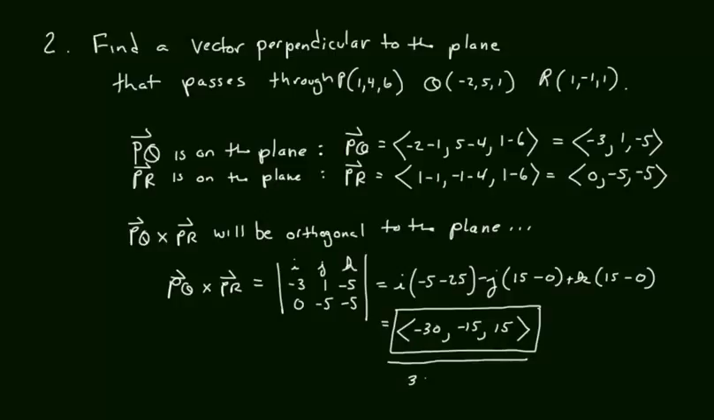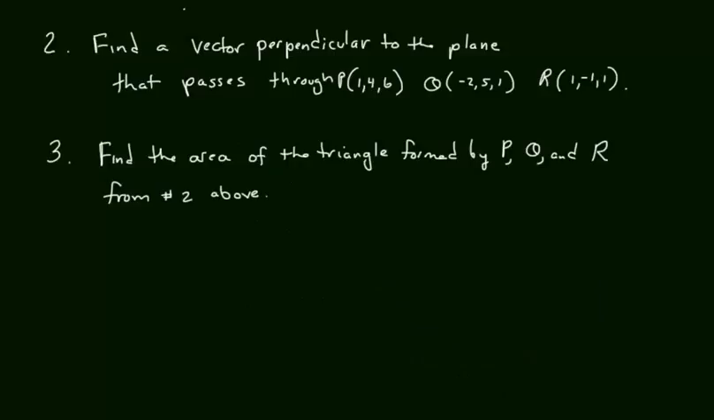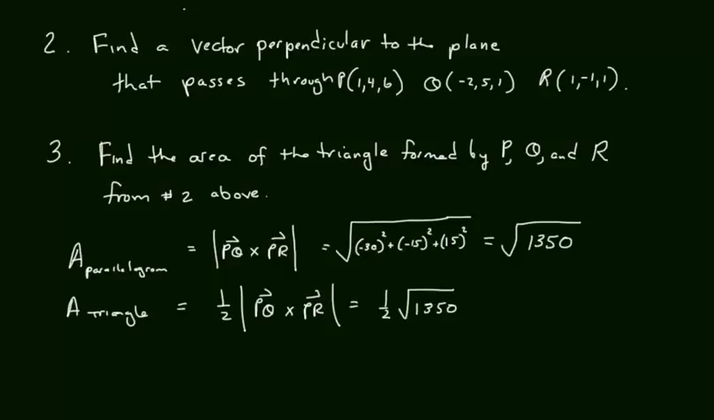Certainly, depending on which vectors you picked, you could have had 30, 15, -15, or any scalar multiple of that would also be a vector orthogonal to the plane. Example 3. Find the area of the triangle formed by P, Q, and R from number 2 above. Once again, press pause and work it out. And the solution. The area was the magnitude of the cross product, and the area of the triangle was 1/2 of that. I did not bother to simplify the radical.